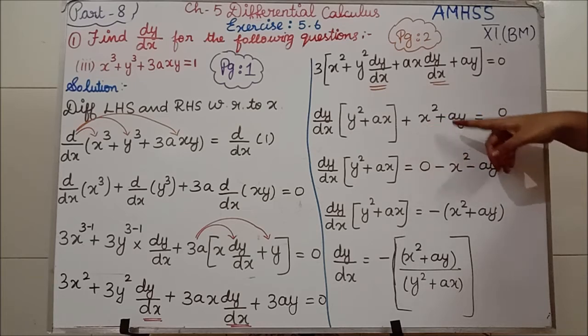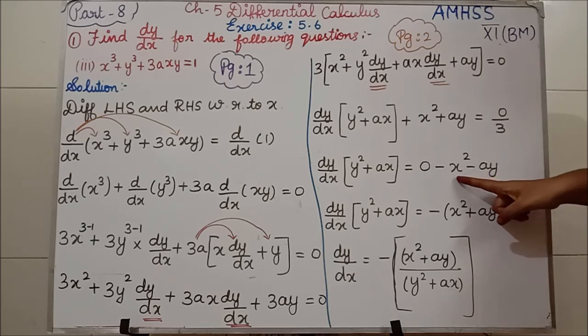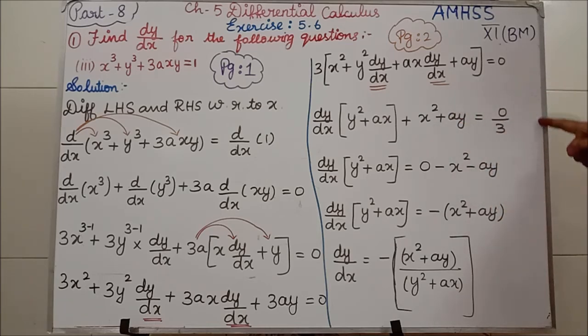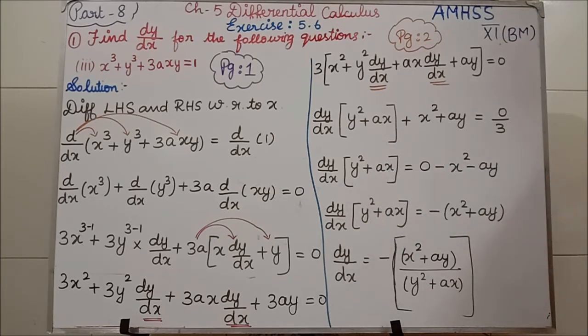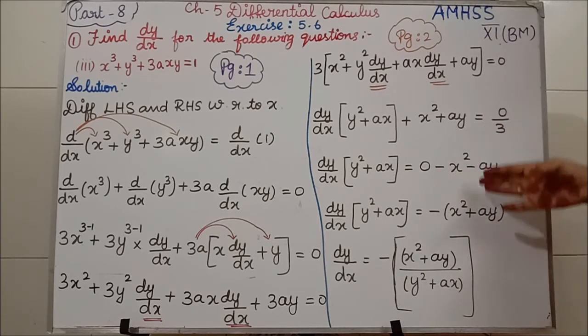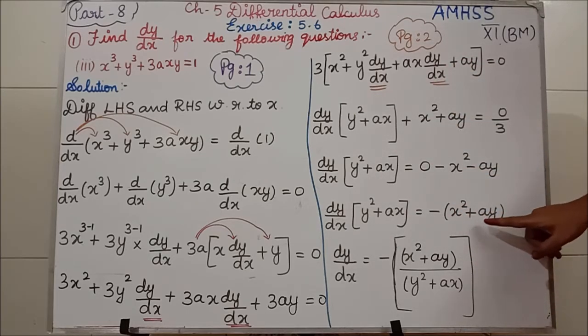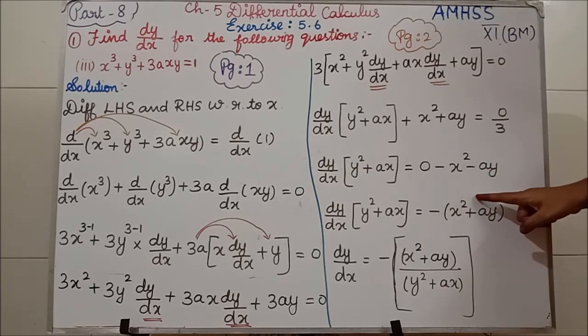Then I am taking these two terms to the RHS. So plus x square, if it comes to this side it will become minus x square, plus ay, if it comes to this side it will become minus ay. Clear? So dy by dx of y square plus ax is equal to 0 minus this. For both the terms we have minus common, so I am taking the minus commonly out. So what do we get? x square plus ay. If you multiply and see, minus x square, minus into plus is minus ay, we are getting correctly.